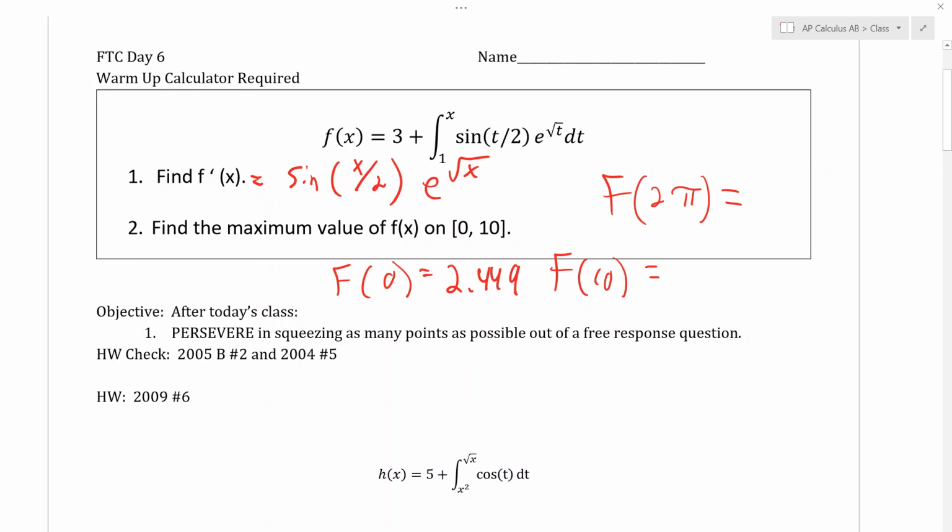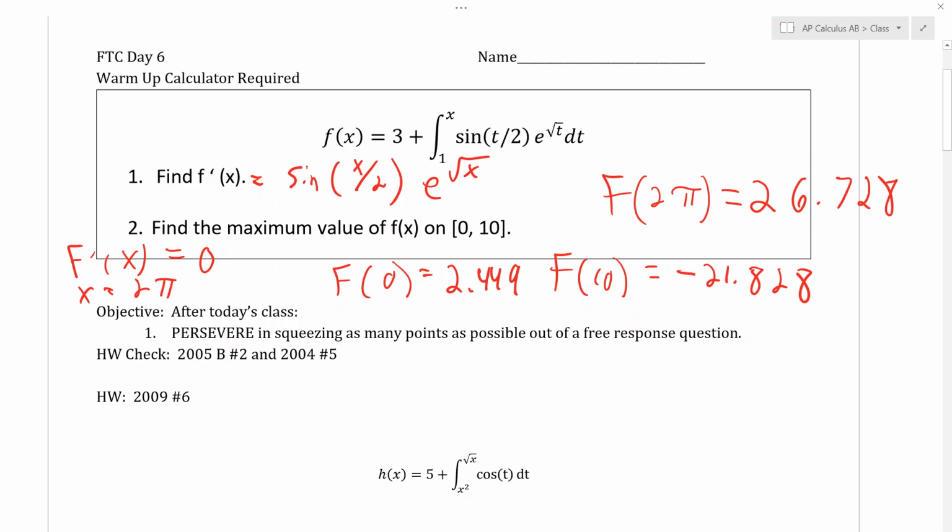Boom. What was f of 10? Negative something? Negative 21.828. And f of 2 pi? 26.728. Okay. And if this was a free response question, we've done a lot of good work here. We should have, if it was free response, the very first thing we should have written was f prime of x equals 0, and then written the answers down underneath of that.